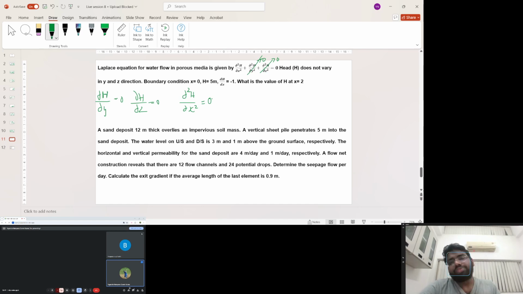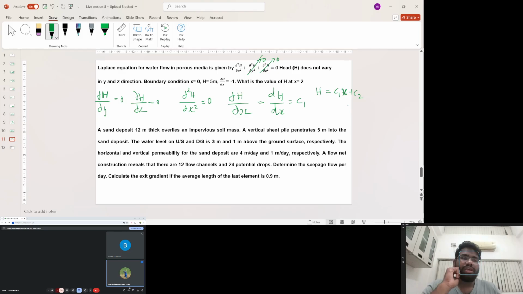Alright. Now we have to integrate it. First time integration will give us ∂h/∂x, which in this case is dh/dx only, since there is no other variable, and that will give us C1. And finally, h will be C1 x, after second time integration, plus C2.